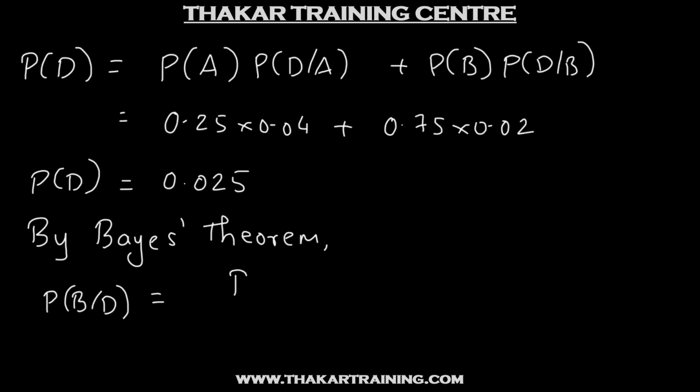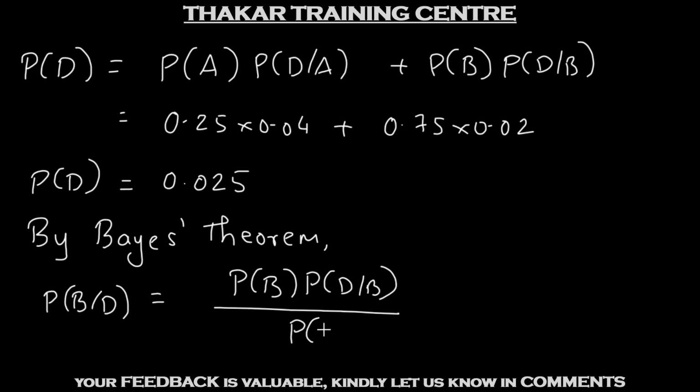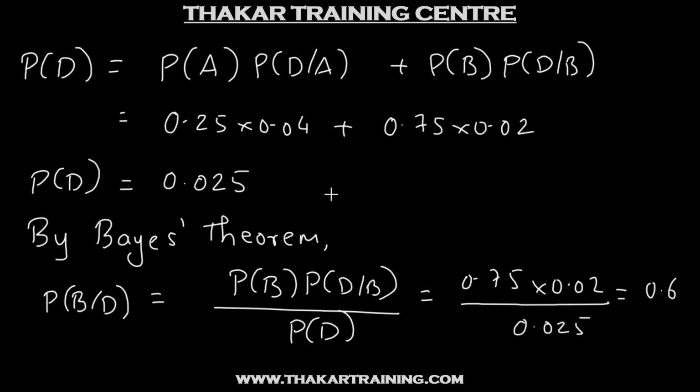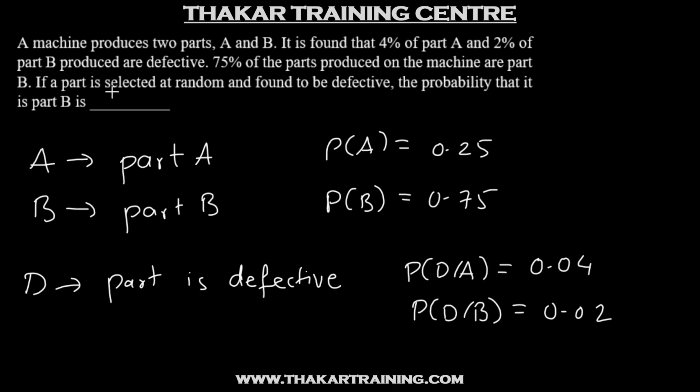So this will be the probability that part B is selected and it is defective, upon the probability that a selected part is defective. So now putting in the values and simplifying, we get 0.6. So the answer for this question will be 0.6.